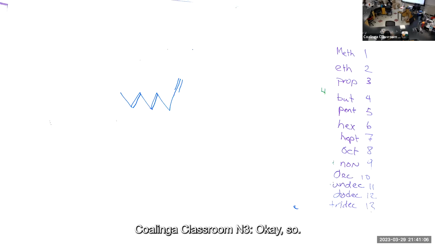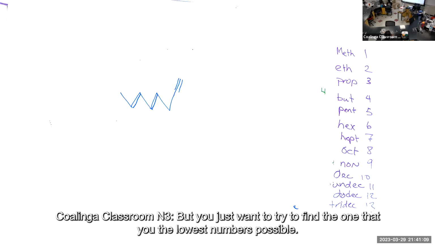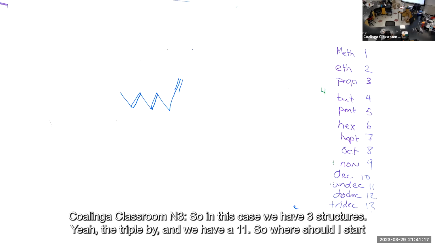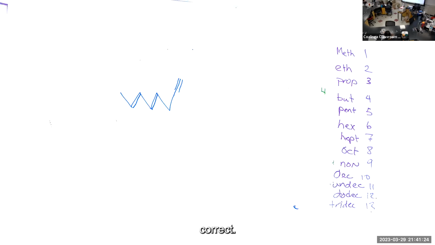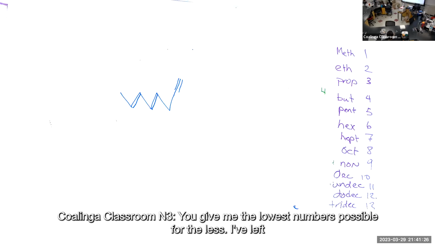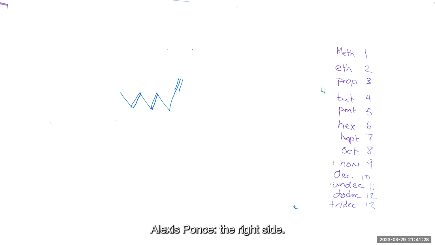Okay, so again, you want to go with the red spectrum. Double bonds and triple bonds are going to be considered to be equals, right? But you just want to try to find the one that gives you the lowest numbers possible. So in this case, we have a triple bond and we have a double bond. So where should I start counting from, to give me the lowest numbers possible? The left side. The right side. That's a trick question, huh?